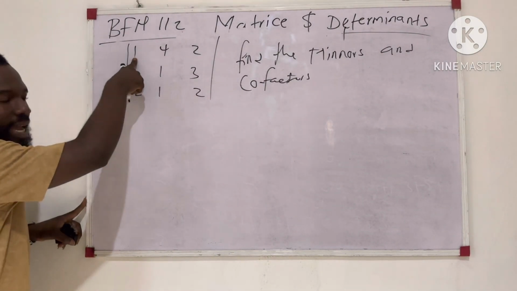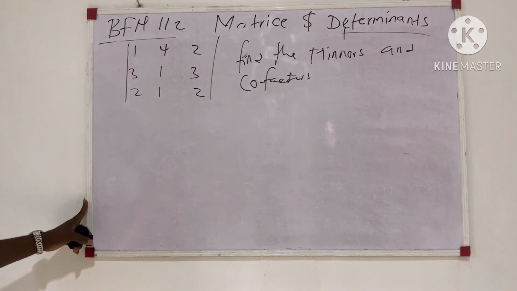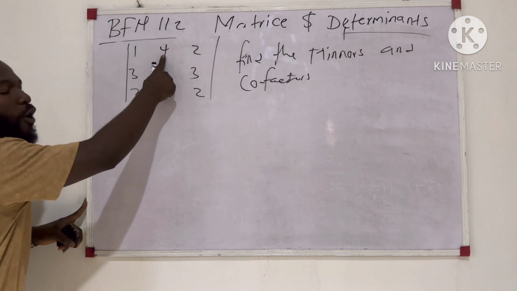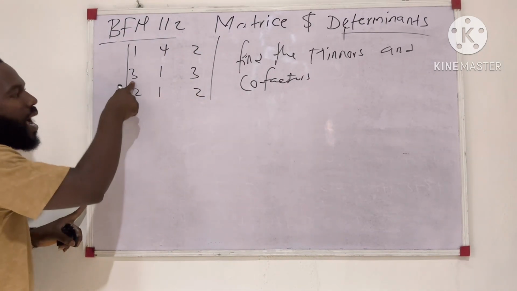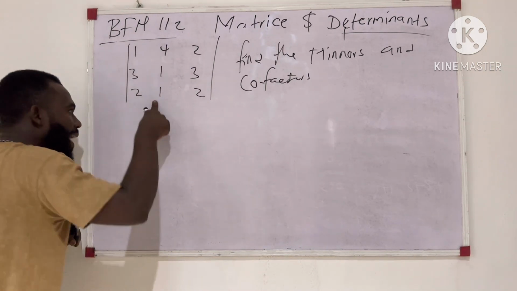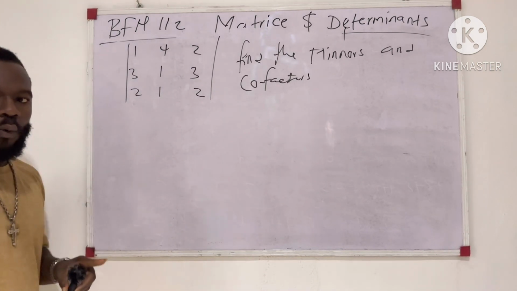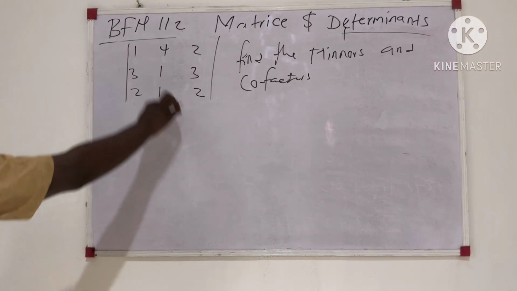Here, 1 here represents M11, which is our minor 1, 1. 4 here represents M12, M13. M21, M22, M23. M31, M32, M33. Where M there represents what? Minors. Good. So let's go now.